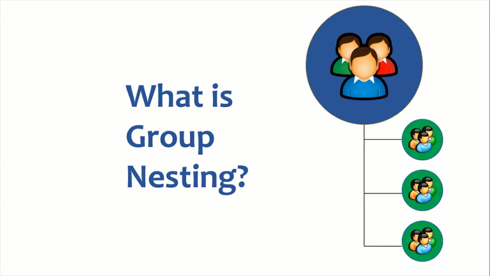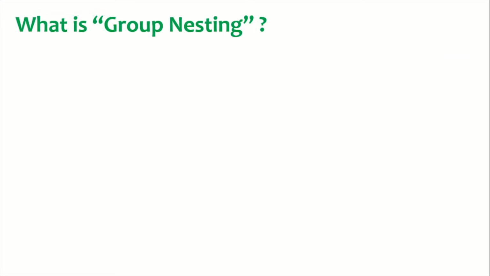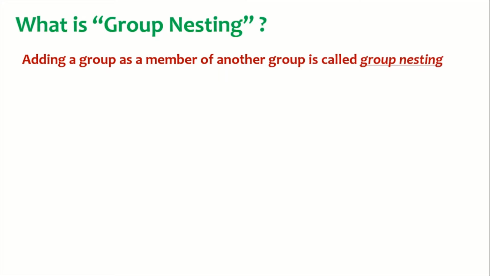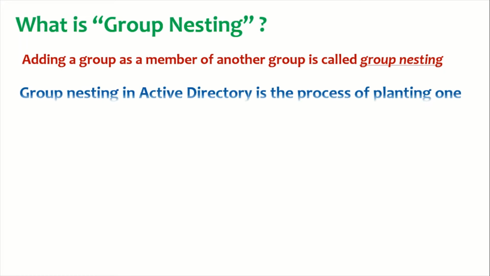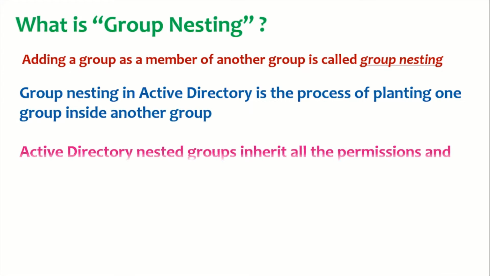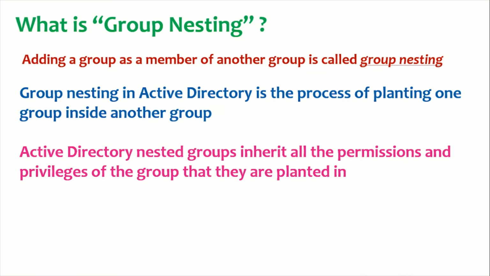Now, what is group nesting all about? Adding a group as a member of another group is called group nesting. Group nesting in Active Directory is a process of placing one group inside another group. So Active Directory nested groups inherit all the permissions and privileges of the groups that they are placed in. So there is an inheritance.